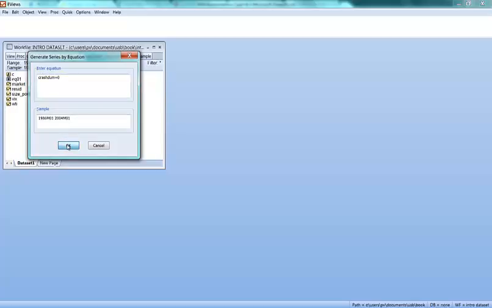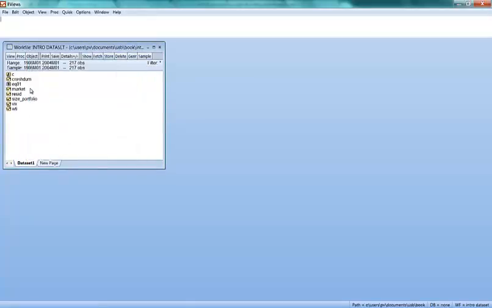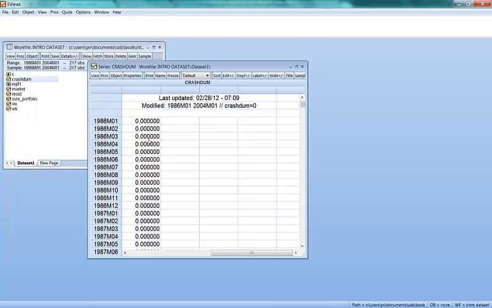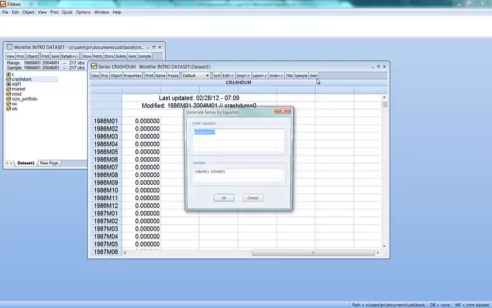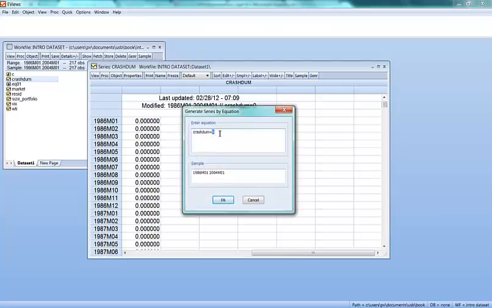The reason is that if I don't do this, I get non-availables almost everywhere, and that's not what we need. We need a variable which is either 0 or 1 and nothing else. Now, I have zeros everywhere right now, so that's not entirely what we need. We also need that the dummy variable assumes a value of 1, but only for the observation belonging to the 1987 crash. So that would be October 1987.